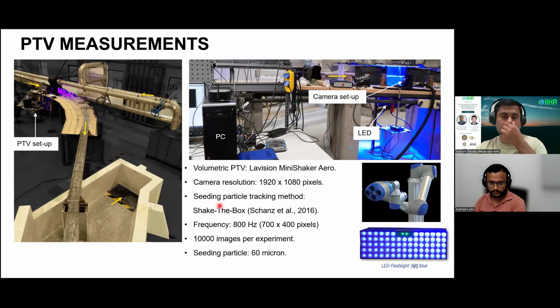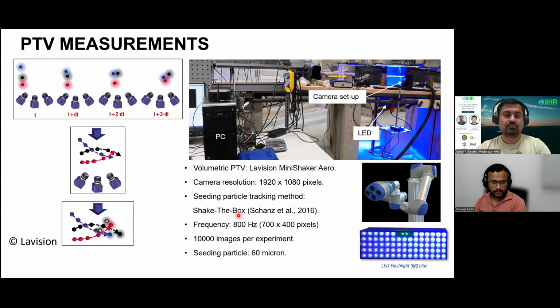And the most important part is the PTV, or particle tracking method, that is called check the box method. It is quite a novel approach. For each and every experiment, I took 10,000 images at a frequency of 800 Hz, that is 12.5 seconds. And the seeding particles were 60 micron polyamide particles. And now let's go inside the tracking approach.